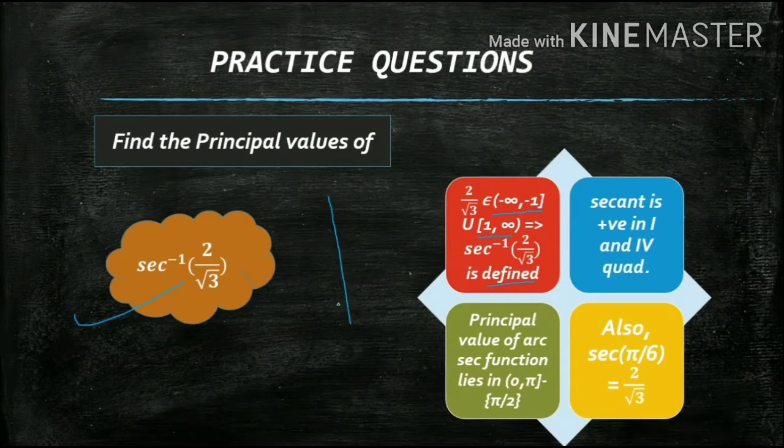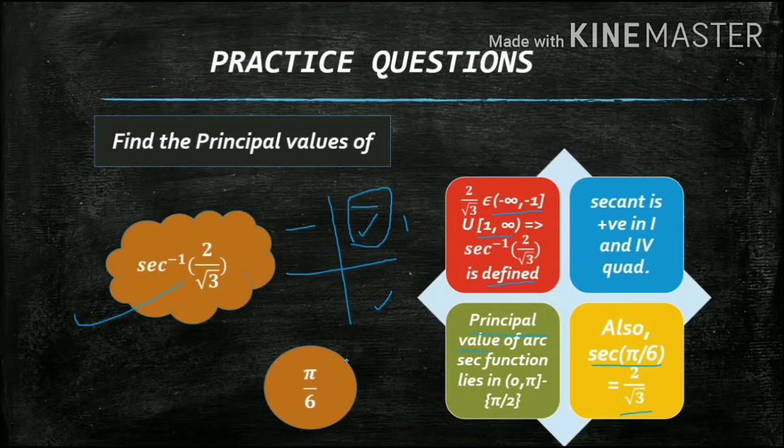So for the second step, the secant function is positive in the first and fourth quadrant. Clear? And the principal value lies in [0, π], neglecting π by 2. So that means either in the first or in the second. The common quadrant is the first. And you know that in the first quadrant, sec at π by 6 or sec 30 is 1 upon cos 30, which is nothing but 2 by root 3, which is your answer.